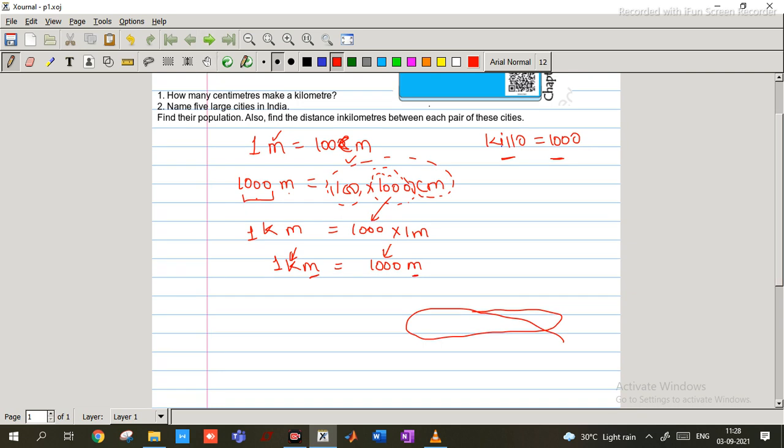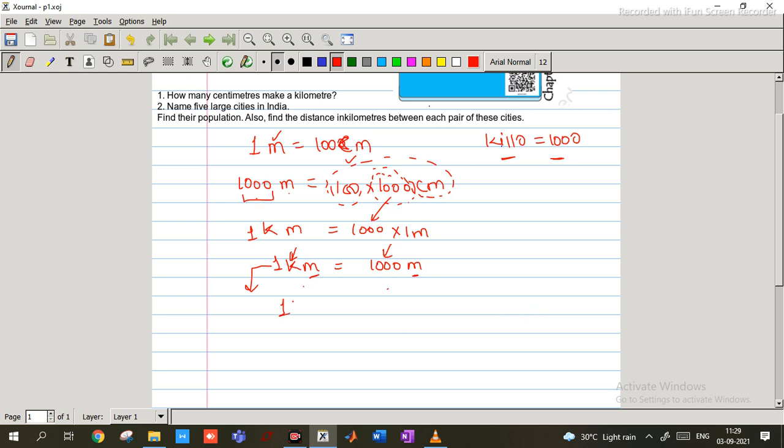Okay, how many centimeters make a kilometer? Let's extend this a little bit further. As I have told you, 1 meter is 100 centimeters, and he wants a conversion from kilometer to centimeter.